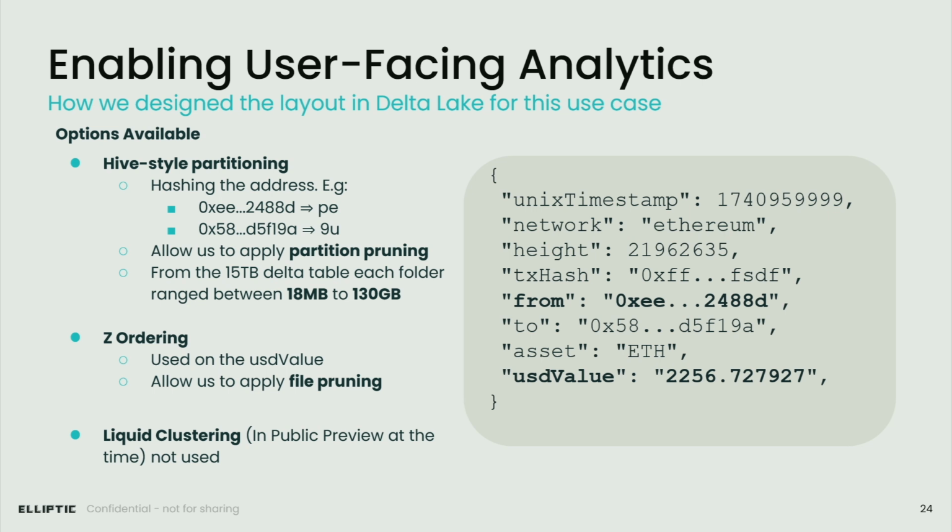With Z ordering, we chose to use USD value, which allows us to cluster the data more efficiently in terms of the USD value column, which also allows us to do file pruning. Still, having gone through this, and I'm going to talk a bit more about the optimization part, we still had a lot of skew, where some partitions had as little as 18 megabytes and others up to 130 gigabytes. That is really bad for the performance of queries that read from those two.